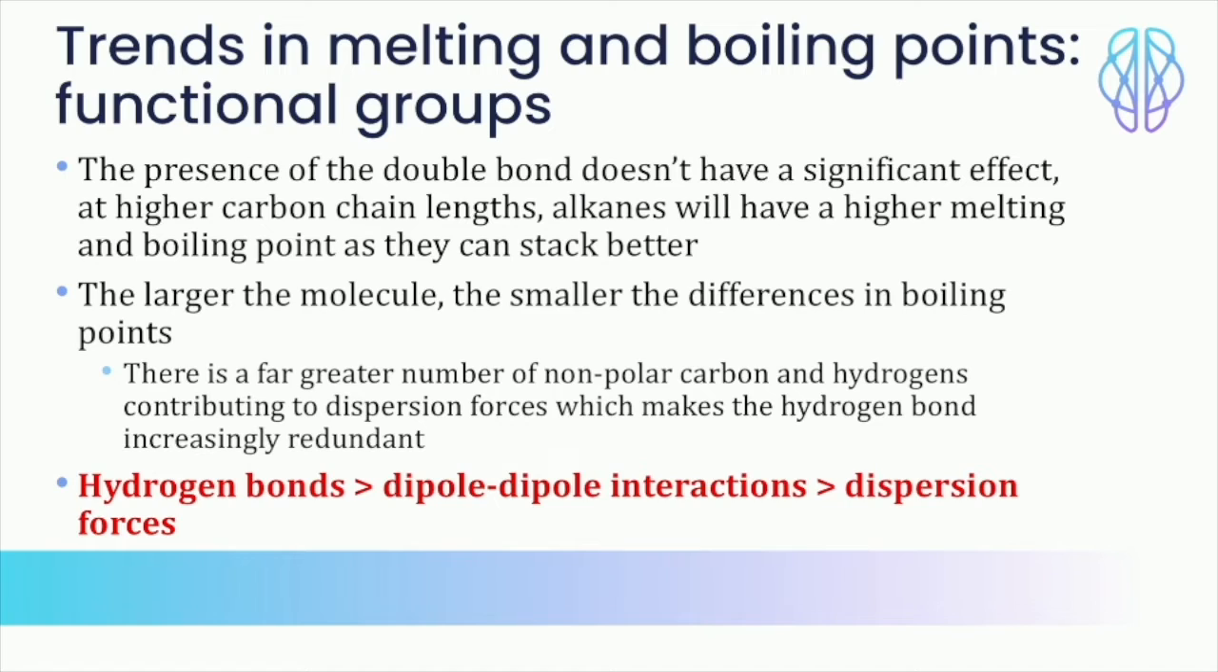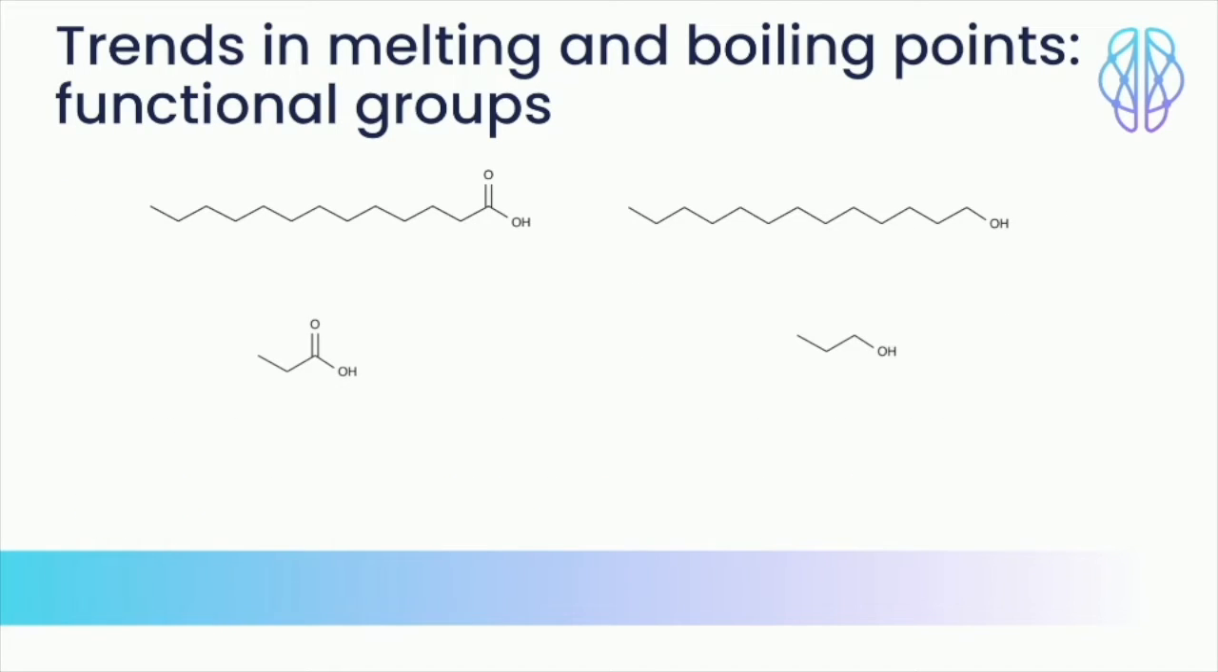Also, the presence of the double bond doesn't have that significant effect. You'll actually find that alkanes have a higher melting and boiling point compared to their corresponding alkenes, and that's because they end up stacking a little bit better, and that's something we touched on in a previous slide. So here we have an example of what I was referring to earlier.